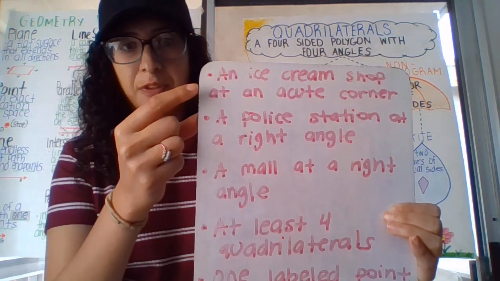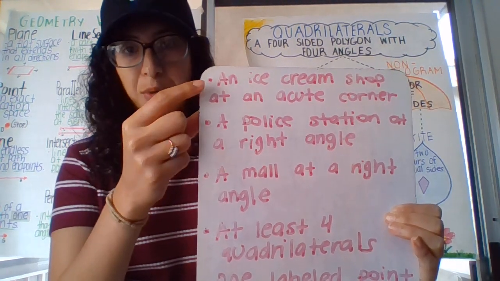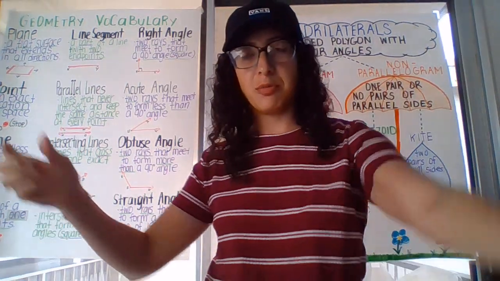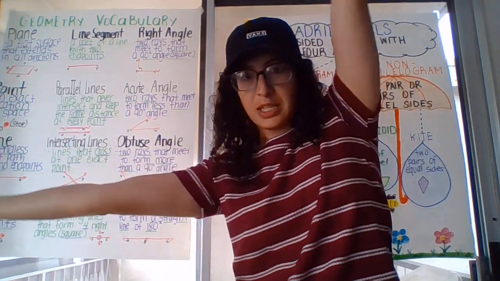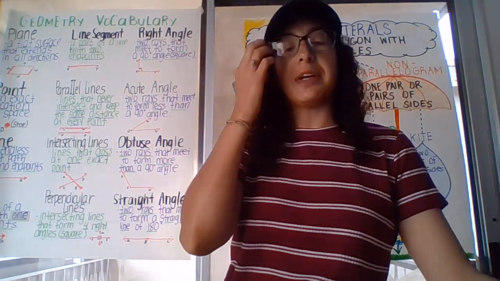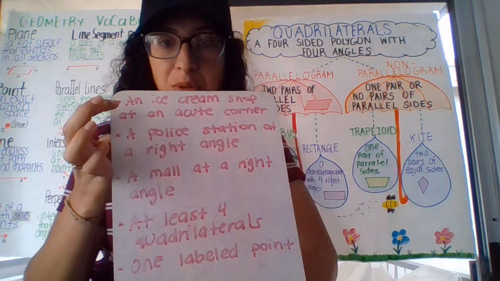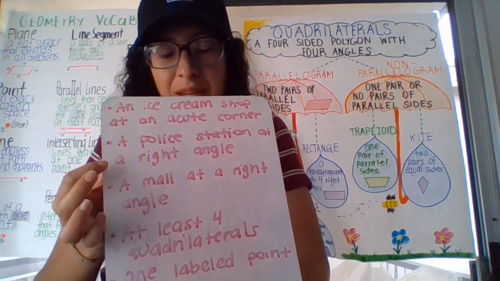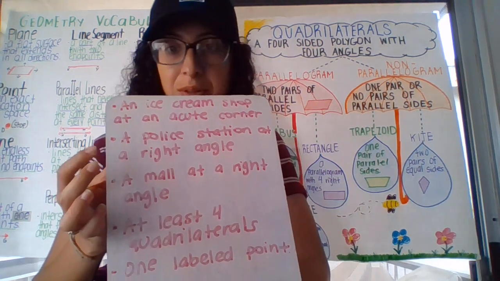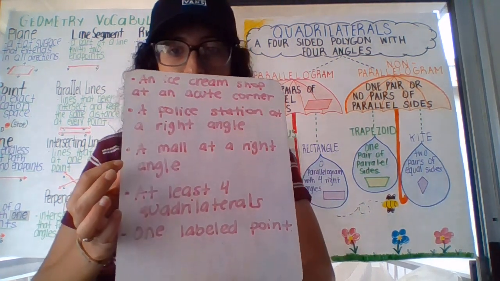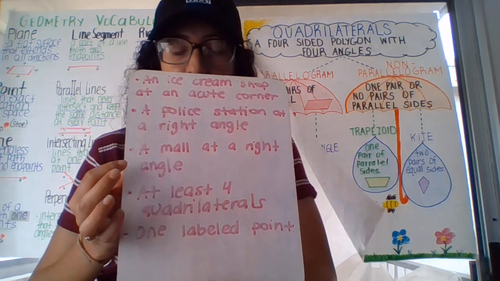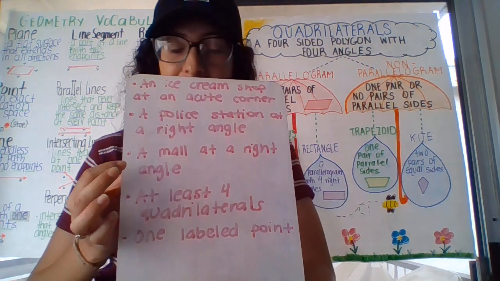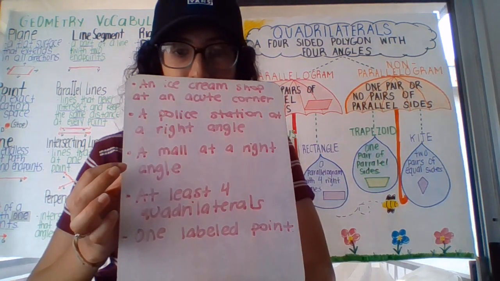you're going to draw an ice cream shop at an acute corner. So remember, an acute corner would be a corner that forms like this. It's smaller than a right angle. So you're going to find an acute corner and you're going to draw an ice cream shop. Then you're going to draw a police station at a right angle. So you're going to find another right angle and draw a police station. You're going to draw a mall at a right angle. So you're going to find another right angle and you're going to draw a mall. Okay.